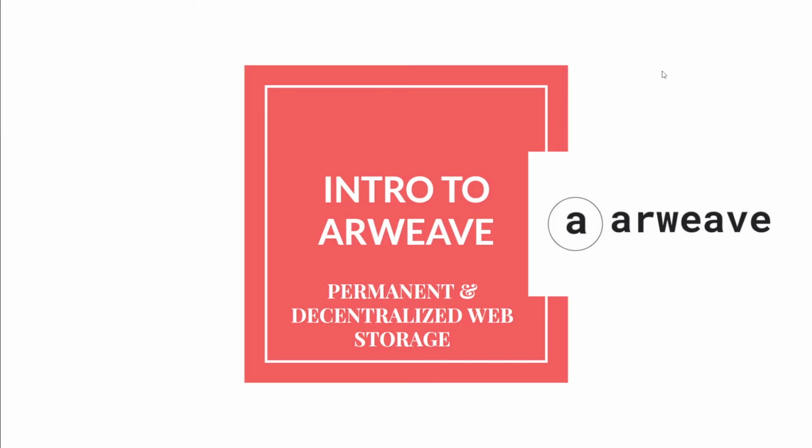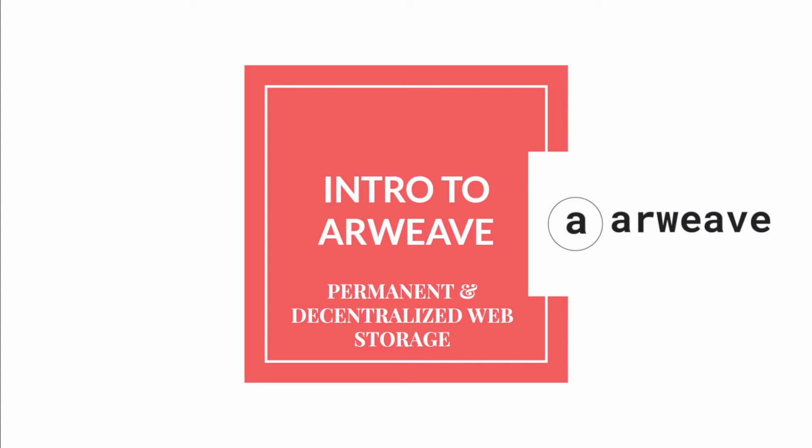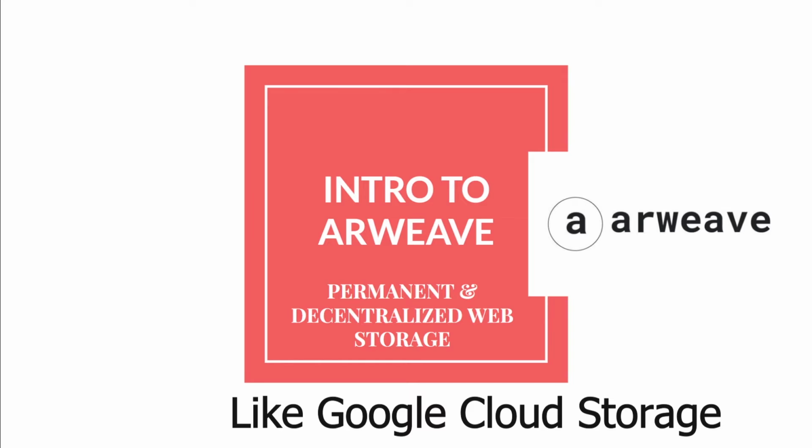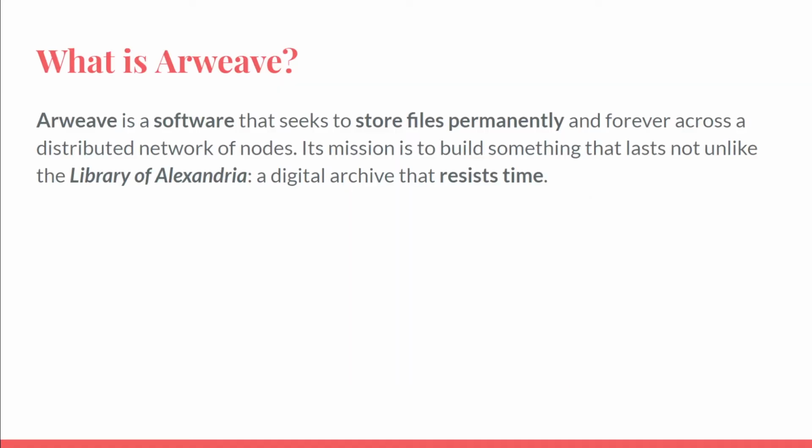Okay, so welcome to this tutorial, an introduction to Arweave, the permanent decentralized or Permaweb storage blockchain. It's an incredible solution that works like S3 of Amazon AWS or Google Cloud Storage to store files very cheaply on the web, and it is great for decentralized applications. So what is Arweave? Arweave is software that stores files permanently, and their mission is that, unlike the Library of Alexandria, they want to create a digital archive that resists time.